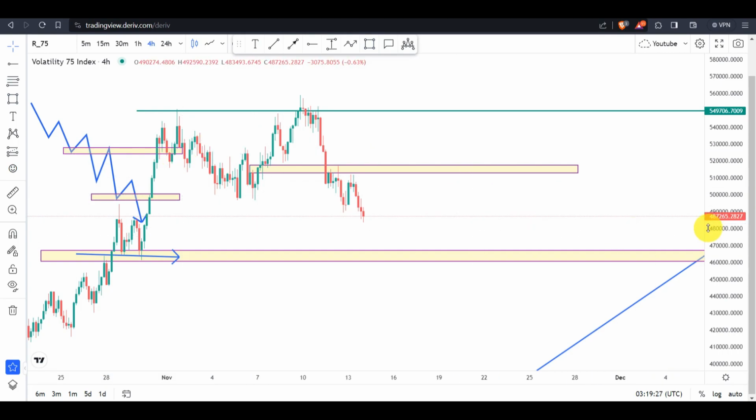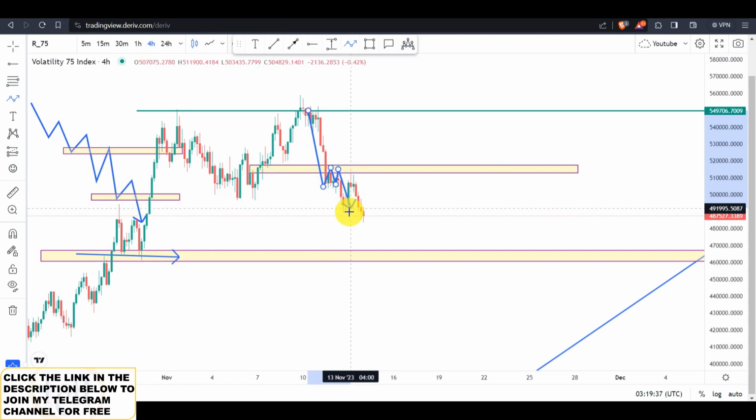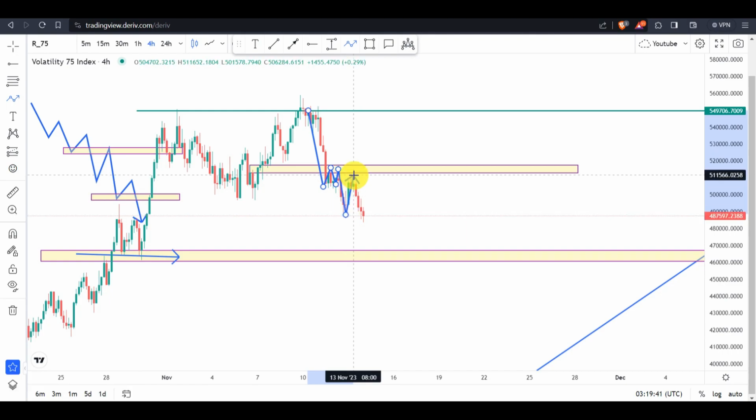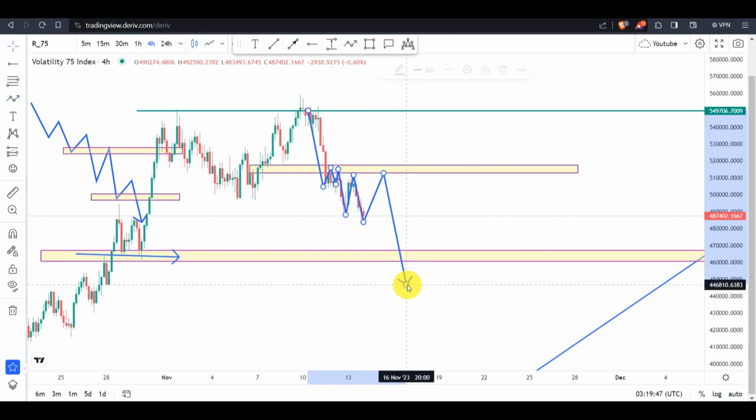Right here we can see that this market was moving beautifully, making a series of lower lows and lower highs. We can see the market did form the second corrective phase, and now it's on another impulsive phase, which is turning into a second corrective phase right here. So what we should do is hope for another impulsive phase.